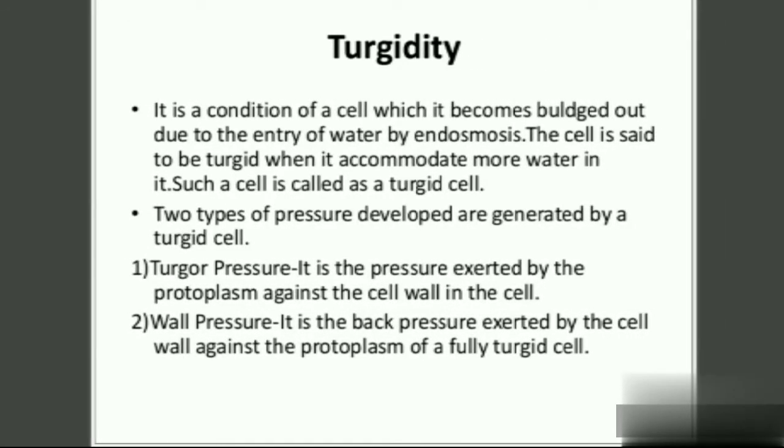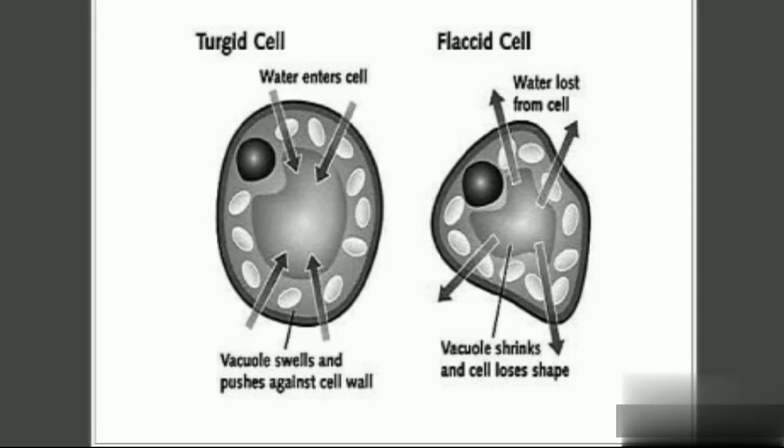The pressure which is exerted by the protoplasm or the cytoplasm towards the cell wall is called turgor pressure. Whereas wall pressure is the opposite pressure applied by the cell wall, students. Now this is the diagrammatic representation of a turgid cell and a flaccid cell. In a turgid cell, water enters into the cell, whereas in a flaccid cell water is lost from the cell, because of that it shrinks. That condition is called a flaccid cell.